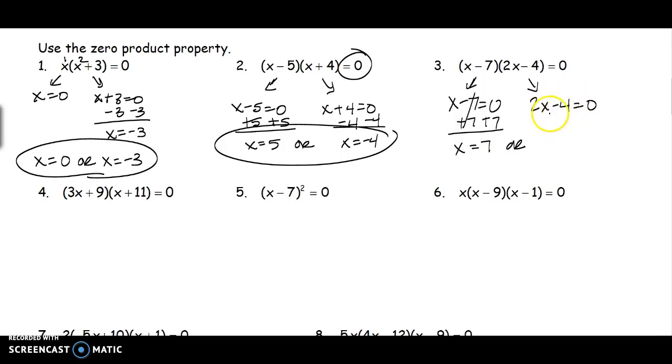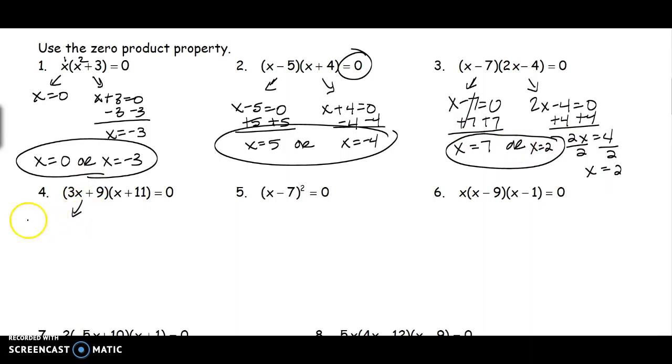Or here, it's just a normal problem. So here we have to add 4 to both sides. And now we have 2x is equal to 4. So since x is not alone, we have to now divide. So sometimes you're going to have to divide. So when we divide, we would get x equals 2, and that would be our other answer.